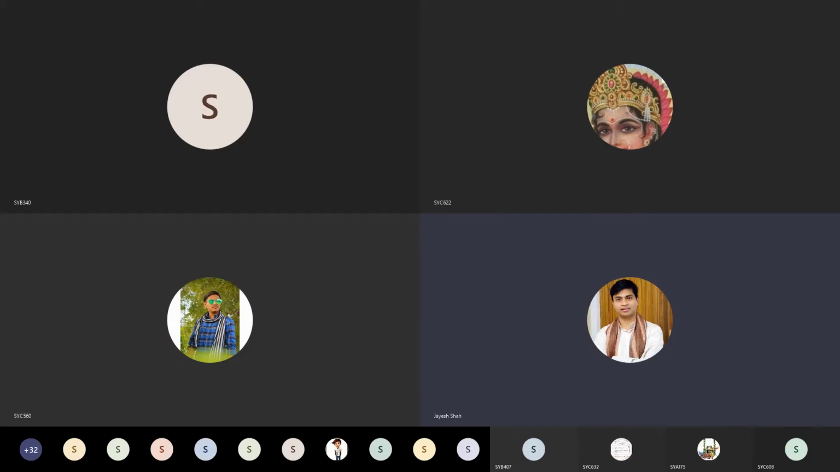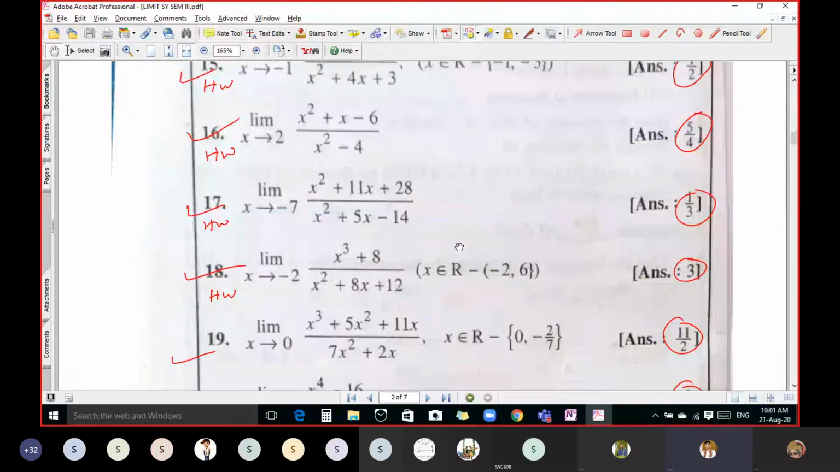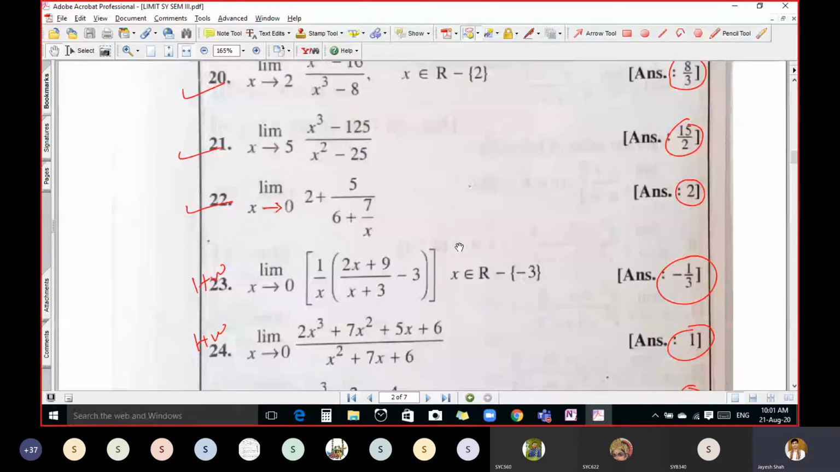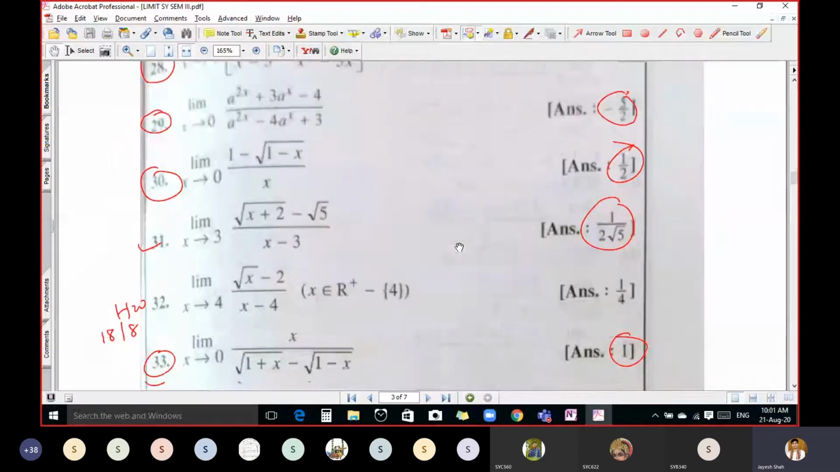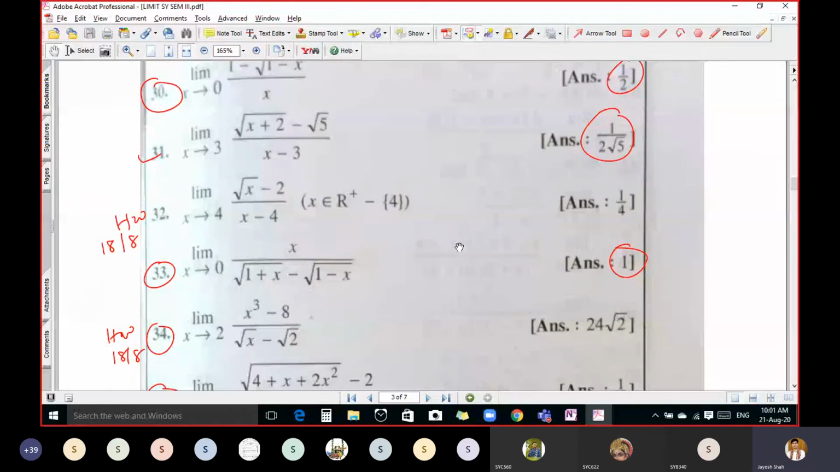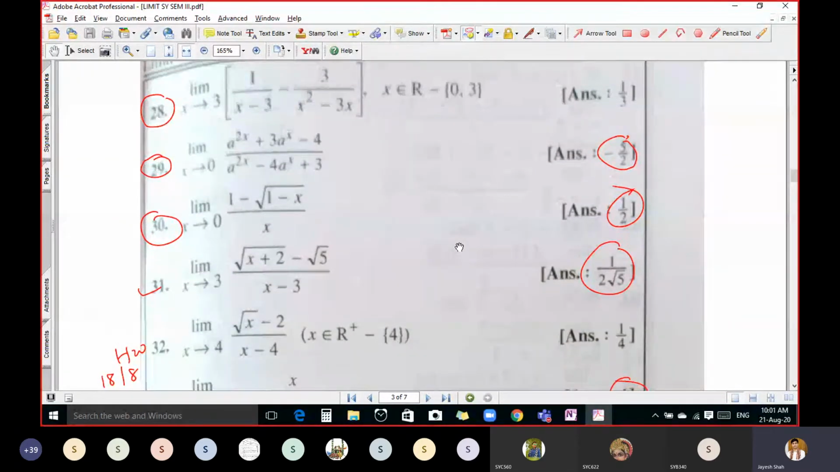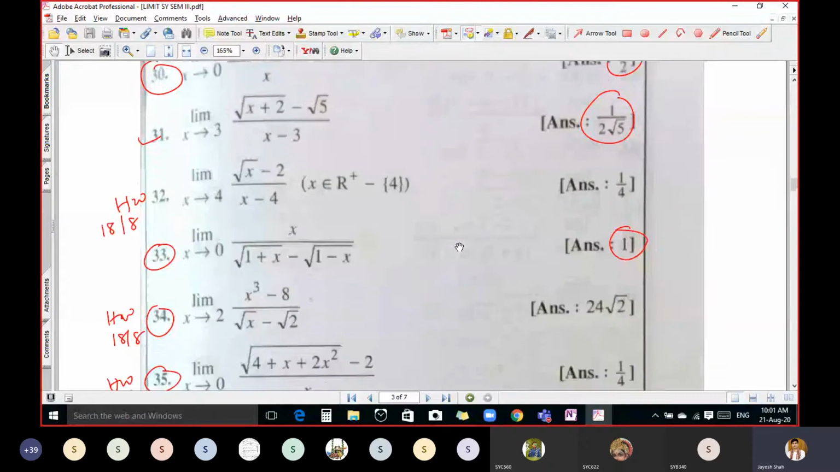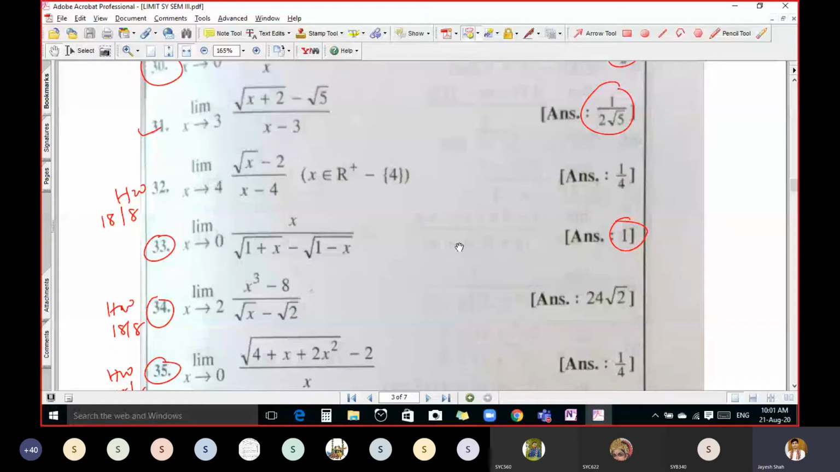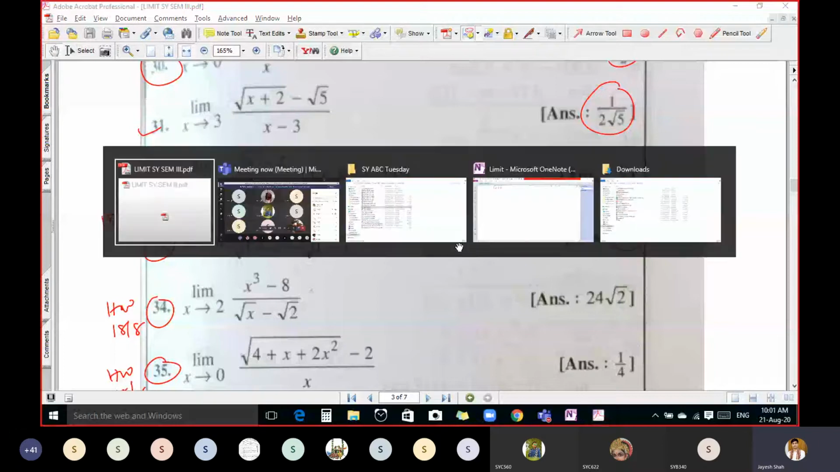Let us discuss homework. Question number 32. If any of the students has any doubt in question number 32, or any problem in any question of the homework, just unmute your mic and ask your doubt.